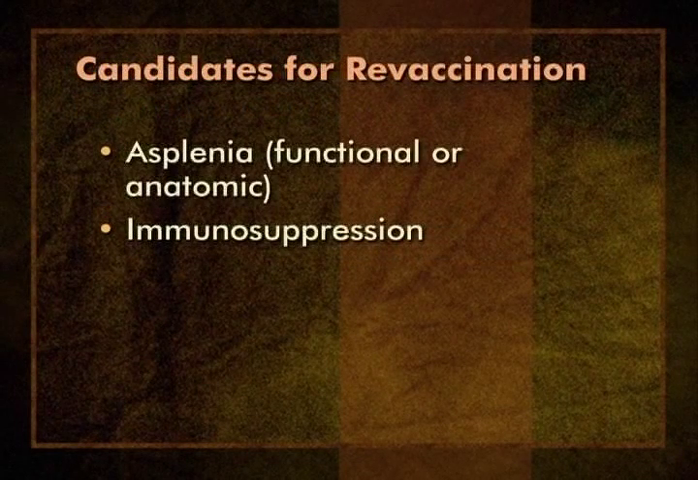Persons who are candidates for revaccination are those at highest risk of severe disease. This includes persons with functional or anatomic asplenia and persons with immunosuppression from either disease or drugs. Disease immunosuppression occurs with HIV infection, leukemia, lymphoma, and other malignancies. Therapeutic immunosuppression occurs with cancer chemotherapy, post-transplantation immunosuppressive drugs, and high doses of corticosteroids.